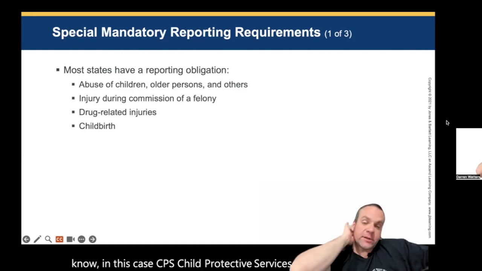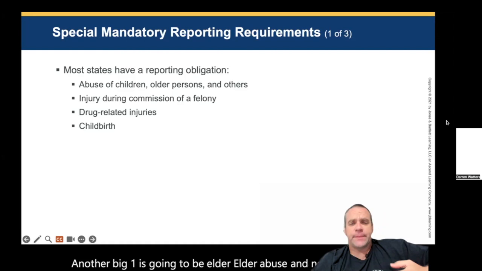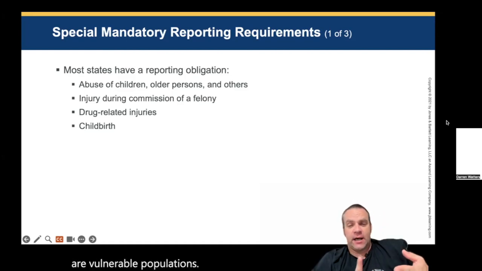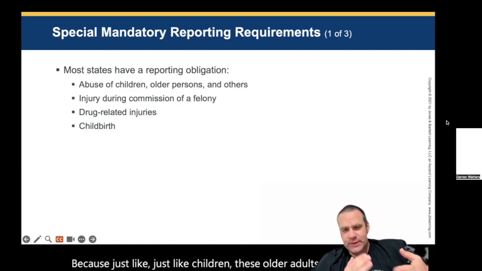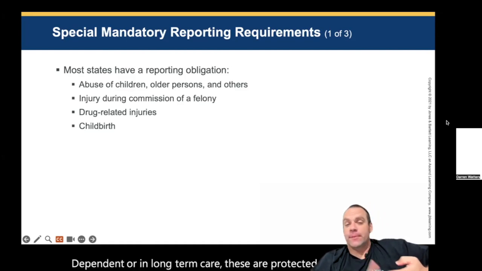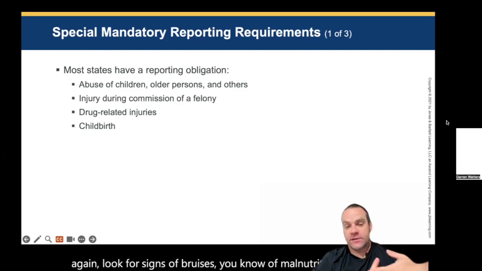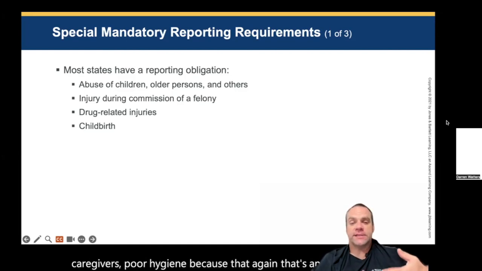Another big one is going to be elder abuse and neglect. Again, these are vulnerable populations because just like children, these older adults, especially those who are dependent or in long-term care, these individuals are protected under mandatory reporting statutes. So again, look for signs of bruises, of malnutrition, fear of caregivers, poor hygiene. Because that's another situation where you need to report it.